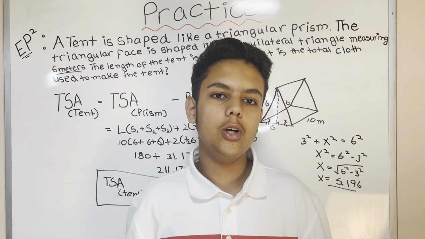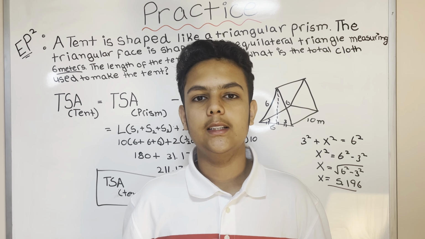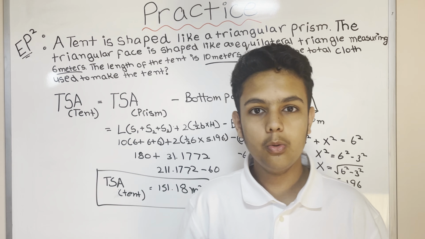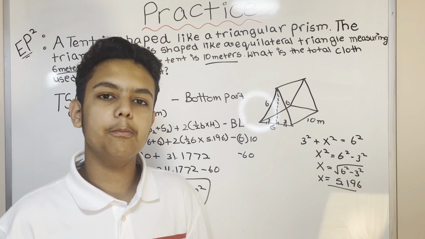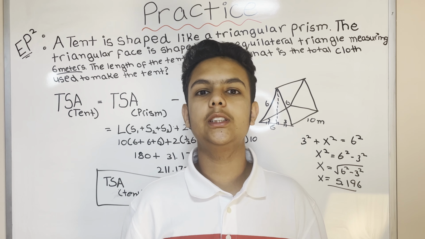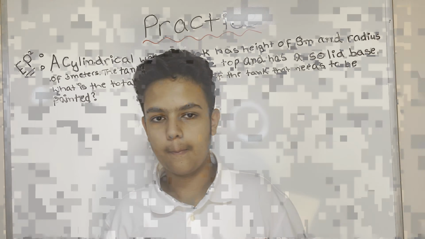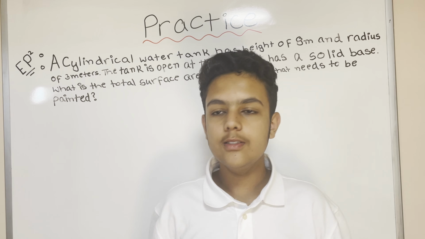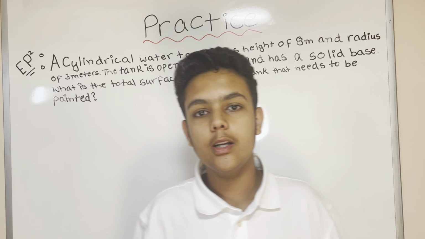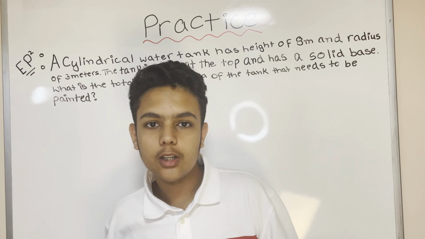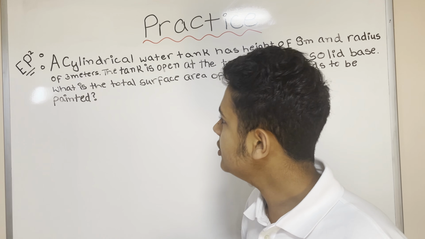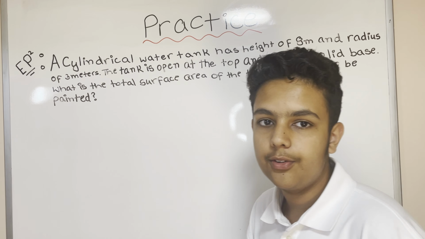We'll do one more question based on cylinder, because we did cuboid and now we did prism. Cube is pretty easy, we'll just skip that, and now we're gonna do one more question for cylinder. So now this is our last EP square, and we're gonna finish it up quick. This is a cylindrical shaped question, and let's read it first.